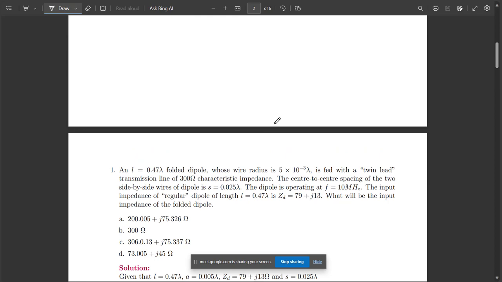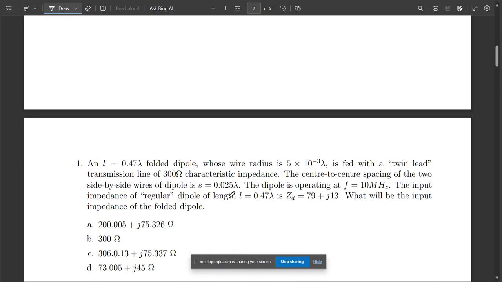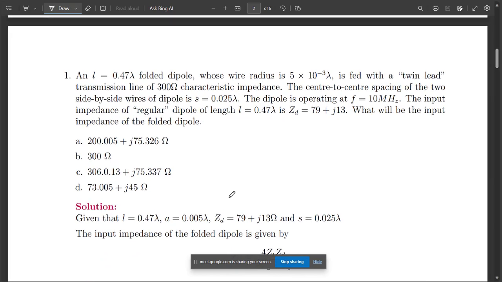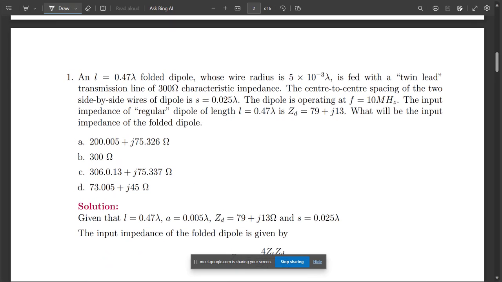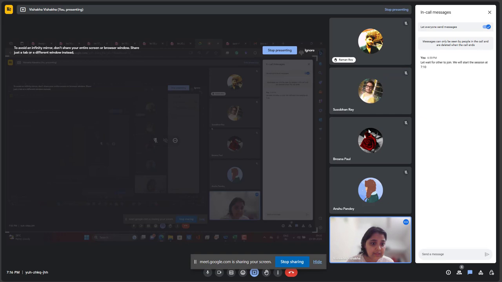So, Raman, my pattern is that I first explain the question, then I give you some hints for you to solve the question, and later on we discuss the solution. So let's start the session. Question number 1. Any doubt, anyone? No. Okay. All right.